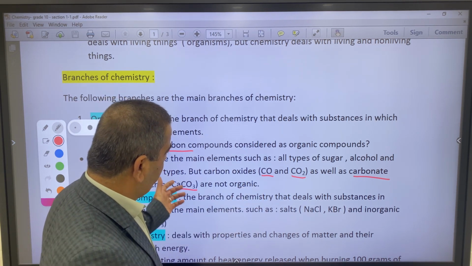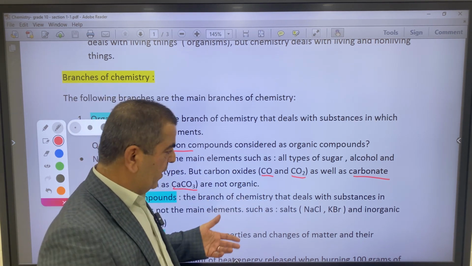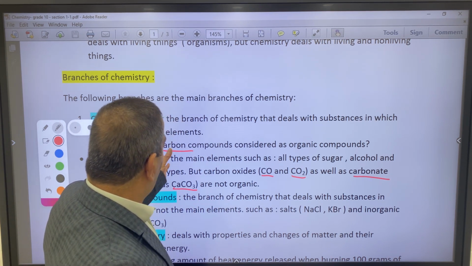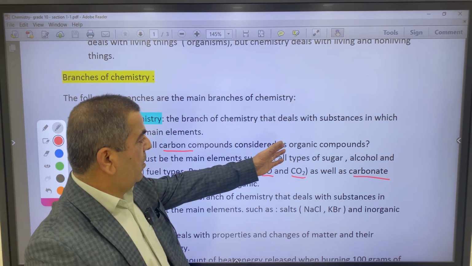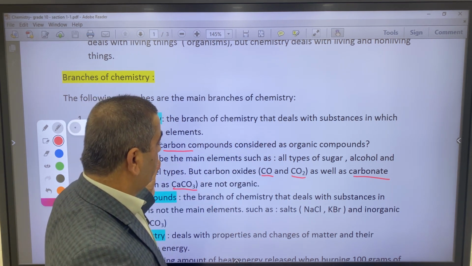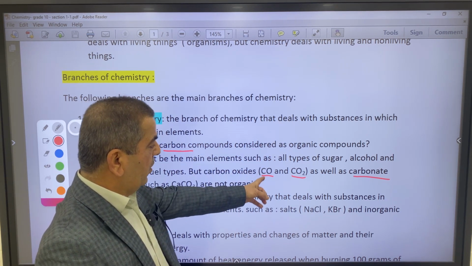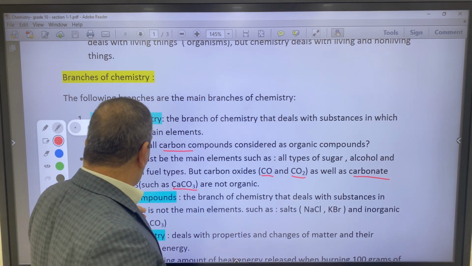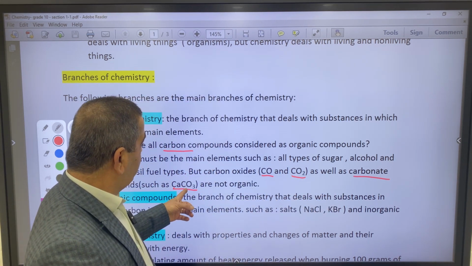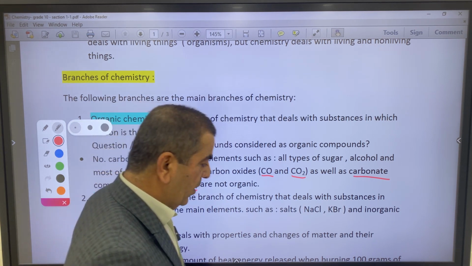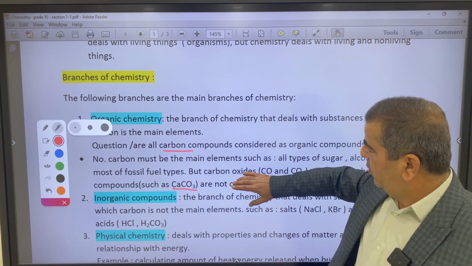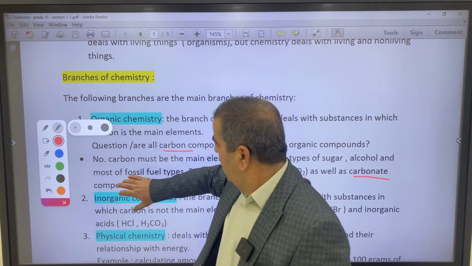Besides, they were not a part of an organism's body someday. So that's why the answer to whether all carbon compounds are considered organic compounds is definitely not, because we have carbon oxides, carbon monoxide and carbon dioxide, and carbonate compounds such as calcium carbonate. These are not organic. Okay, let's move to the next one.